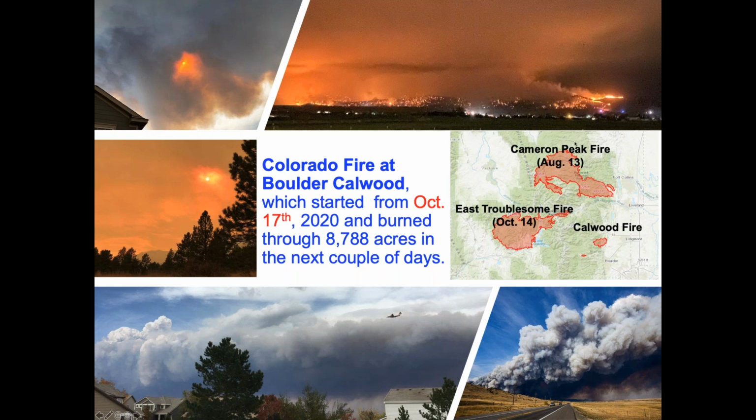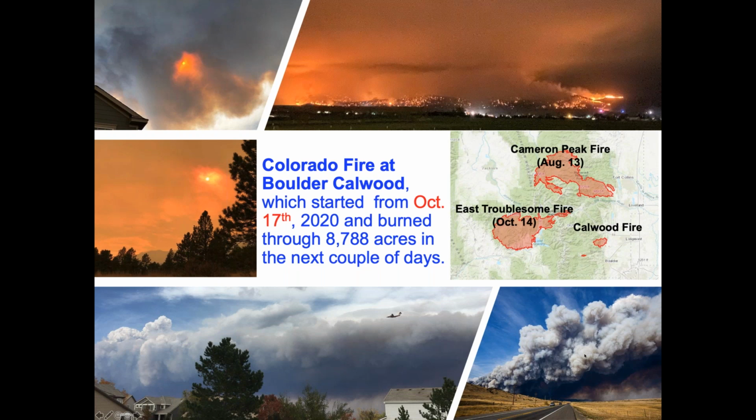This is compared to another two big fires, for instance, the Cameron Peak fire that started in middle August, and the East Troublesome fire that started earlier, on October 14th. Even though the Calwood fire is the smallest one compared to the other two, we did see that the strong fire plume is so dramatic in its impact on the local air quality. From the photo we can see here, this is in the afternoon, but it looks pretty dark for the sky. See here, you can really see the fire plumes.